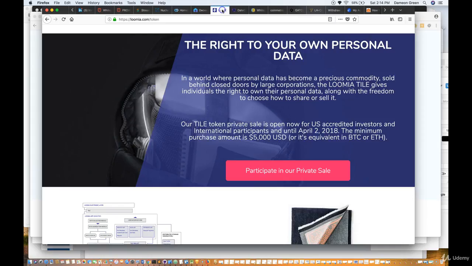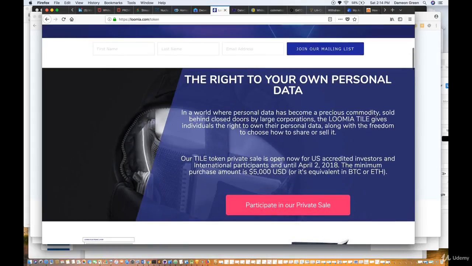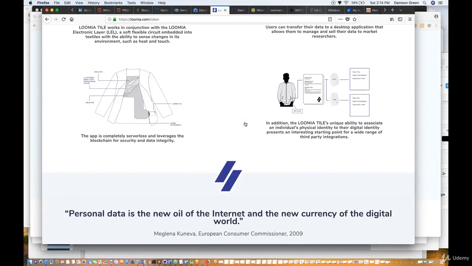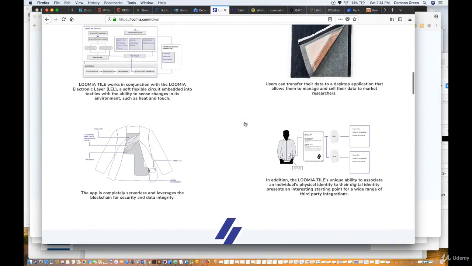Let's look at one more. So Lumia does it a different way. They give you the big headline that says right to own your personal data. In a world where personal data has become a precious commodity sold behind closed doors to large corporations, the Lumia tile gives individuals the right to own their personal data, along with the freedom to choose how to sell and share it. So perfect, really crisp, clear. I like the other examples better because they're a little more demonstrative, but this one works as well. So you can see very good, clear product and solution, problem and solution statements.